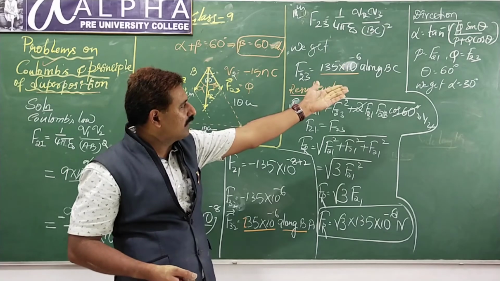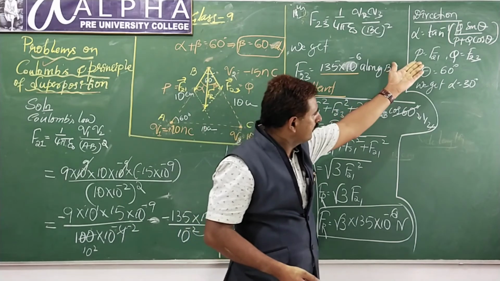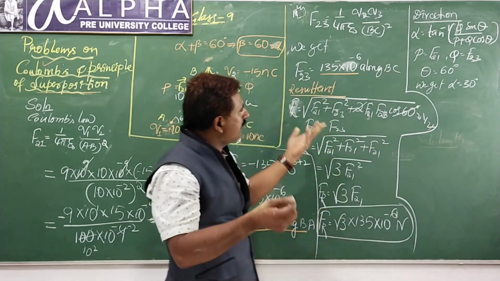Instead of q, you will write F23. Instead of p, you write F21 here. And write angle theta. Find the value of alpha.